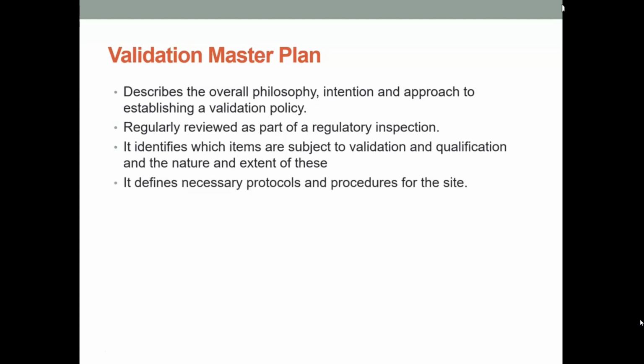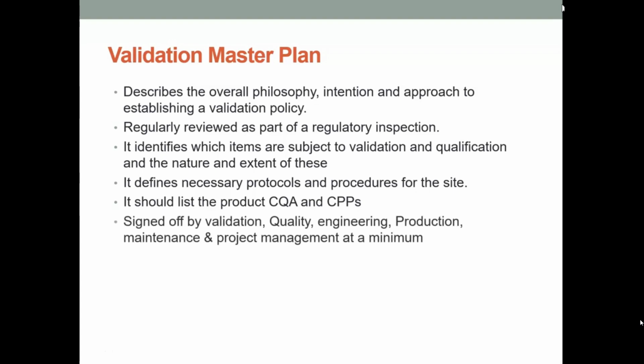It defines necessary protocols and procedures for the site, so what SOPs you should have in place, what protocols you would expect to see for each of your validation activities, and it gives guidance as to how you should approach that. It should list the product CQAs, the critical to quality attributes, and the CPPs, the critical process parameters for your site. It would always be signed off by validation, quality, engineering, production and maintenance, and project management if there is one, at a minimum.